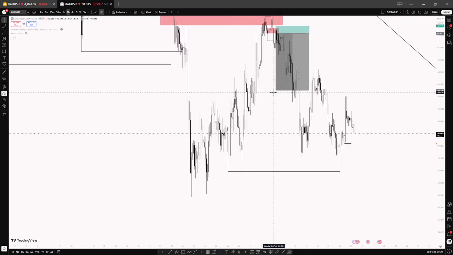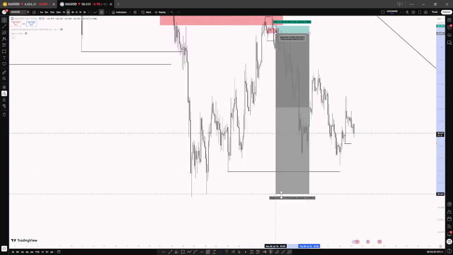And it being the first entry, it is going to be taken to the lowest part of the range, or more likely the trend line liquidity.